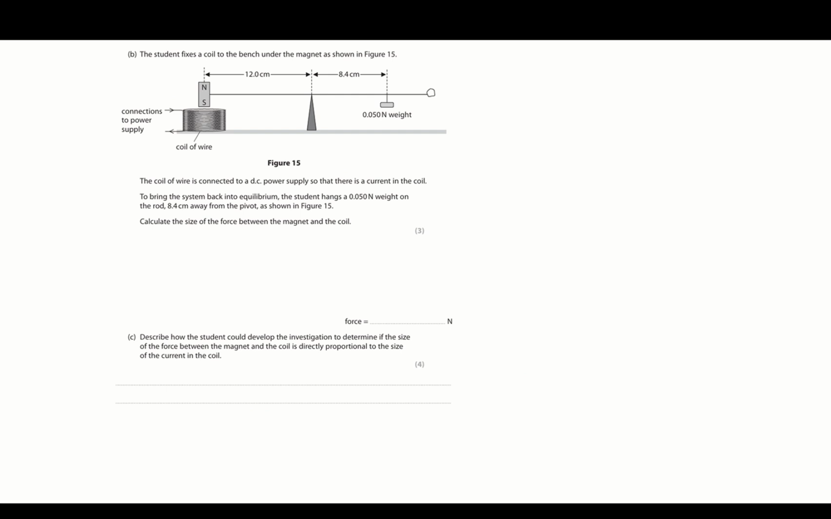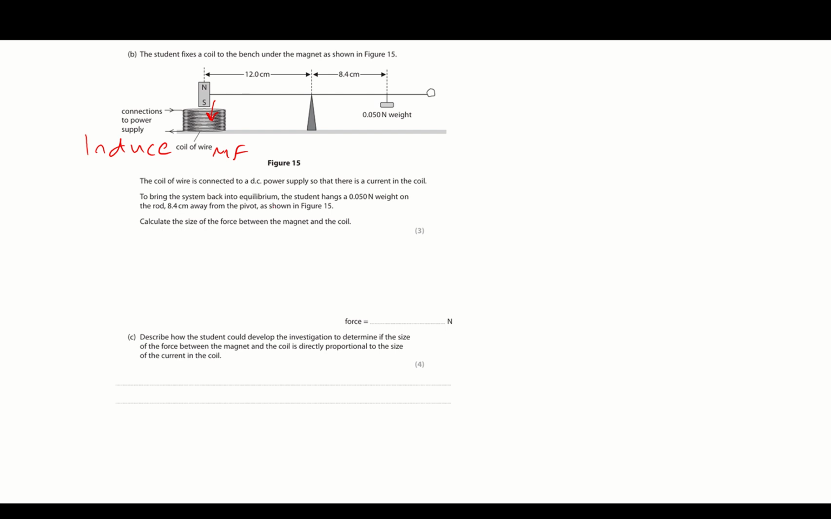Okay, so now the student fixes a coil, and we can see we've attached it to a power supply. So this is going to induce a magnetic field here. And once we turn that on, that's going to pull this down. So the coil of wire is connected to a power supply so that there's current in the coil.